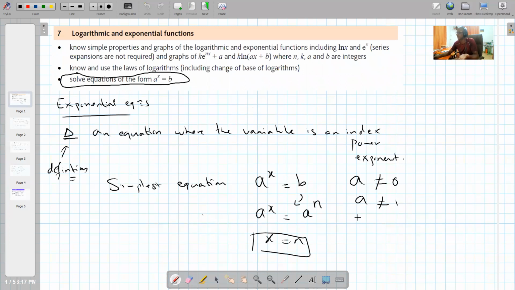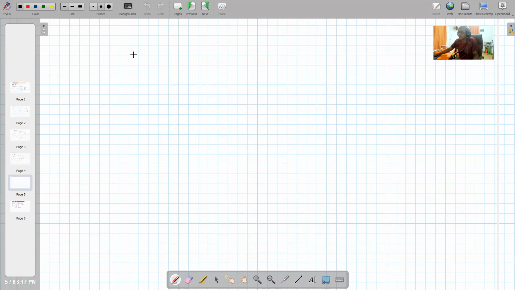Et là, moi, j'ai pas résolu une équation, j'ai un infinite number of answers. Et là, moi, j'ai a cannot be equal to minus 1. Et ça, c'est les trois limitations, les exceptions, une valeur que A pas capable de prendre dans son exponential equation. OK. Vous comprenez? Et maintenant, nous allons essayer de résoudre quelques exemples très simples.